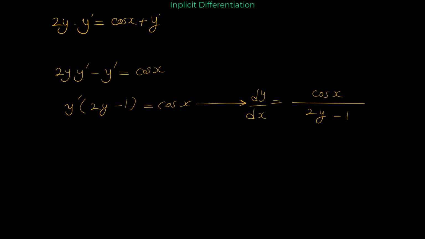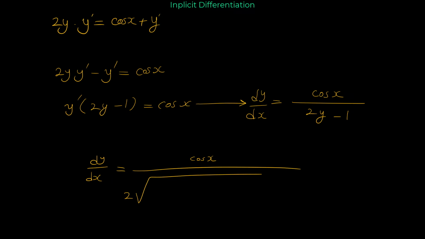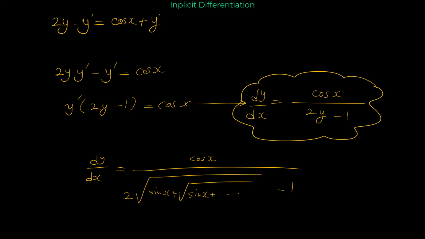You can write it in this form: dy over dx equals cosine x over 2 times the square root of sine of x plus the square root of sine of x plus the square root of sine of x forever, minus 1. But because the other form is shorter, I prefer that for dy over dx.